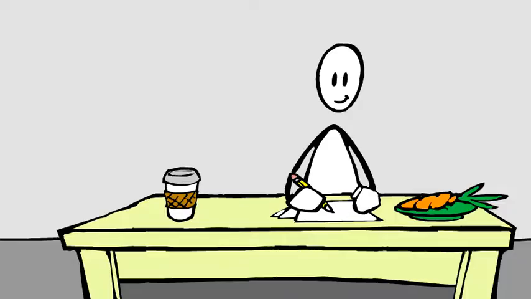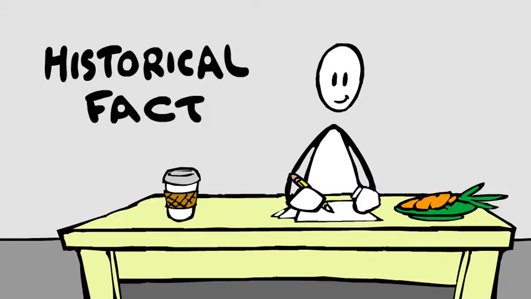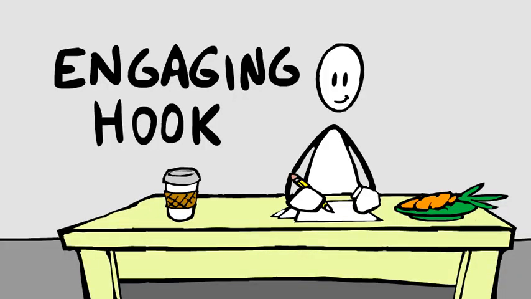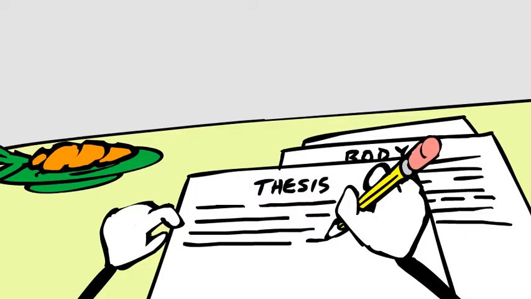Another option is to provide the reader with an interesting or little-known historical fact that relates to your topic. For example, the highest temperature ever recorded in the United States was 134 degrees Fahrenheit in Death Valley on July 10, 1913. Once you have an engaging hook, provide the background information necessary to move the reader in the direction of your thesis statement.